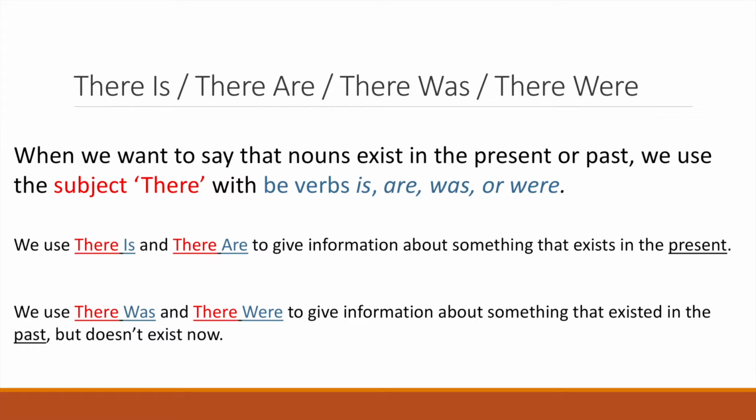When we want to say that a noun exists or to demonstrate and show that we have it, we use there is, there are, there was, and there were. So the subject of the sentence is there with the be verb is, are, was, or were. We use there is and there are to give information about something that exists in the present. We use there was and there were to give information about something that existed in the past but doesn't exist now.